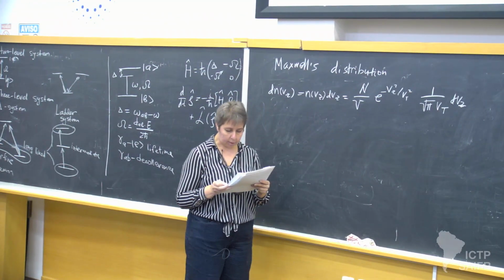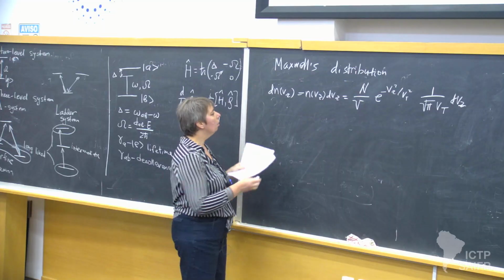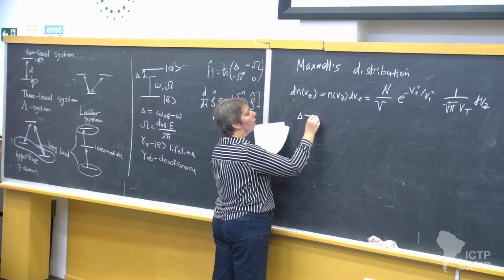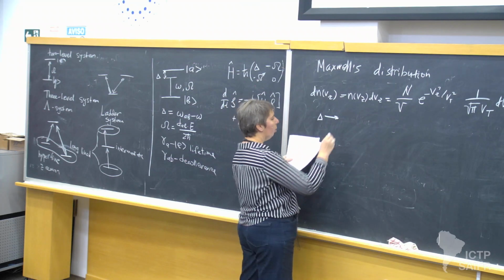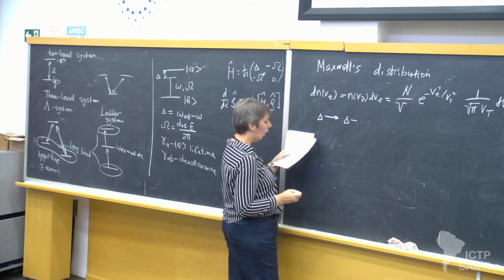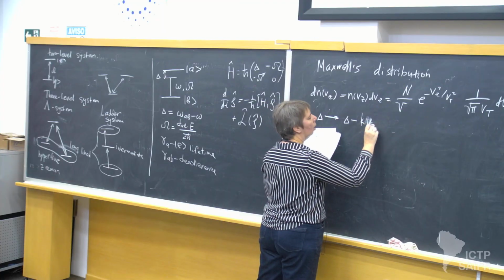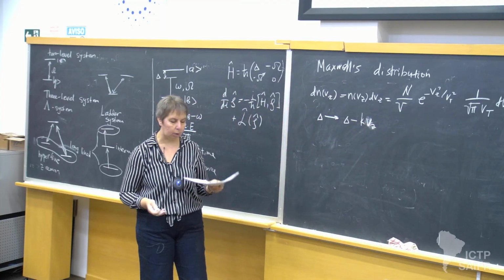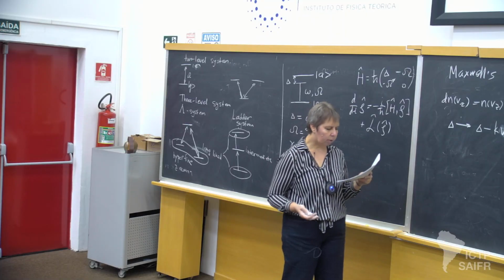So as we discussed, if the atoms are moving, the detuning will be different depending on their velocity because of the Doppler effect. So in our calculation for the absorption, we will need to replace the laser detuning with this corrected factor.